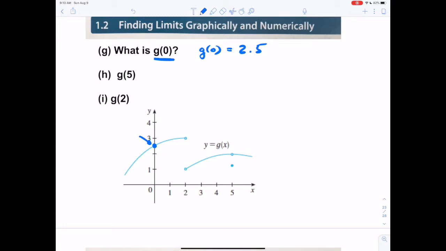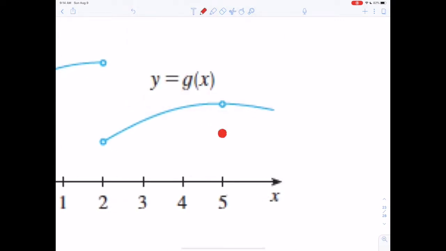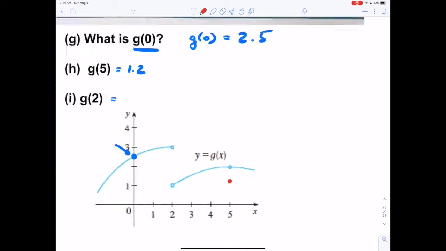So pause here. Figure out what G of 5 and G of 2 is. And when you're ready for your answers, press play. Here we go. G of 5, remember, it's the y value when x is exactly 5. When x is exactly 5, it's looking like it's at 1.2. When x is exactly 5, it's defined right here. You wouldn't say this hole here because it's not defined there.